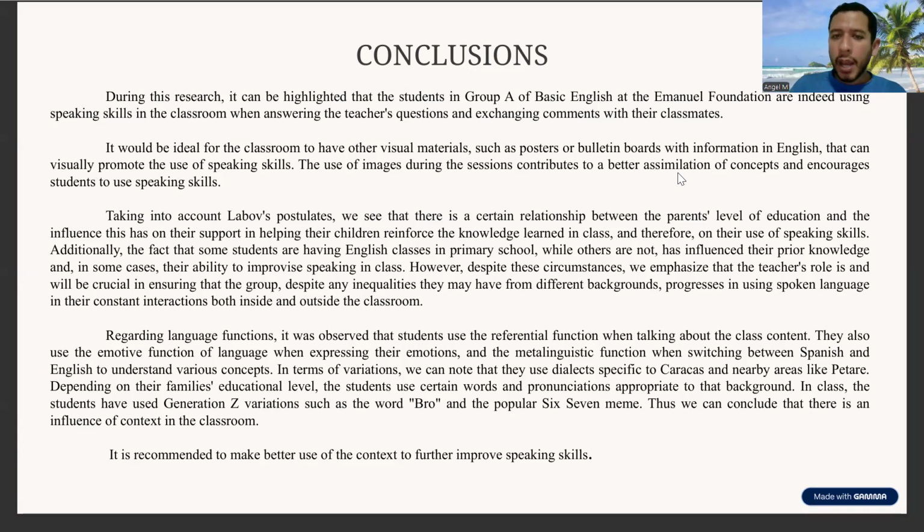However, despite these circumstances, we emphasize that the teacher's role will be crucial in ensuring that the group, despite the inequalities they may have from different backgrounds, progresses in using spoken language in their constant interactions, both inside and outside the classroom. It's recommended to make better use of the context to further improve speaking skills.